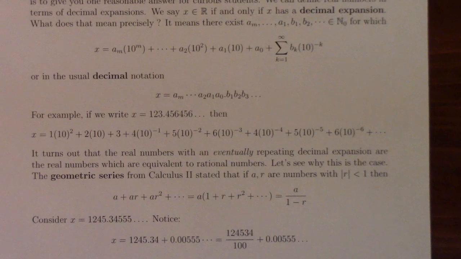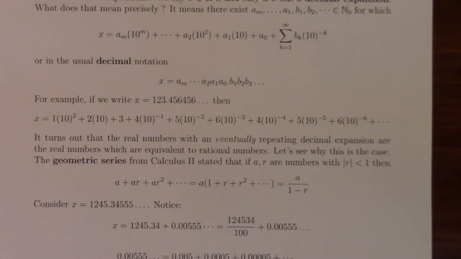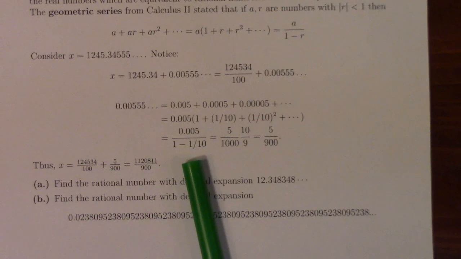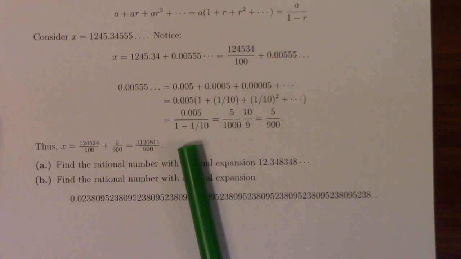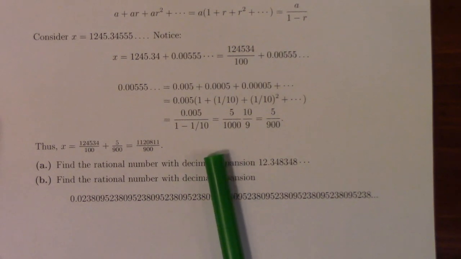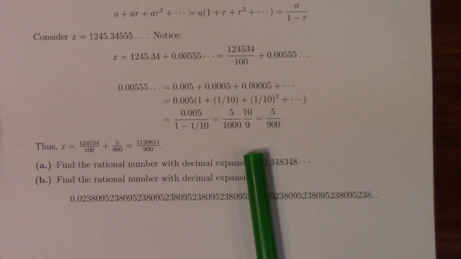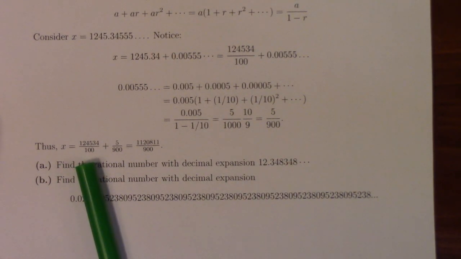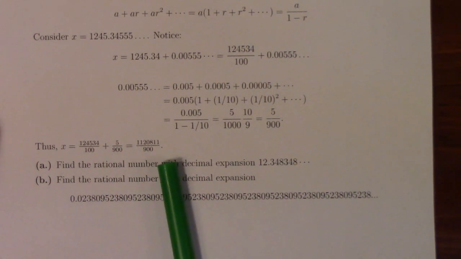Here you can see that a is 0.05, and the ratio is 1/10. So by the geometric series result, you've got 0.005 divided by 1 minus 1/10, which is the same as 5 over 1,000 times 10/9, because that's 9/10. Sorry if I was out of frame, my bad. And so you get 5 over 900, and then of course you can add the non-repeating part to the repeating part, and there you go. So x, as you can see, is a fraction.